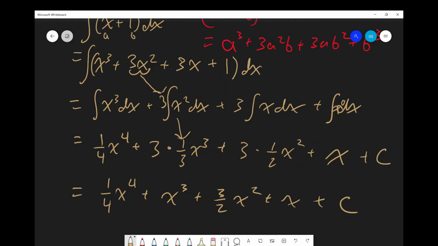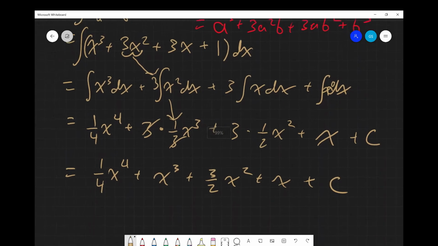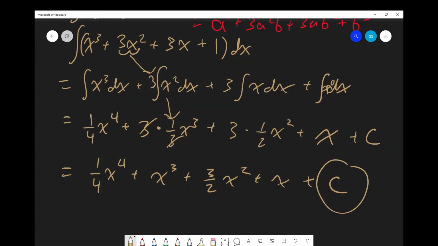Hopefully that made sense, because the 3's here cancel out, 3/2 can cancel it out, that's just 1.5, so you can leave it like that. But yeah, that's basically it. And always remember the plus c, please. Because again, this is an indefinite integral. We don't know the bounds, so we don't know the constant.